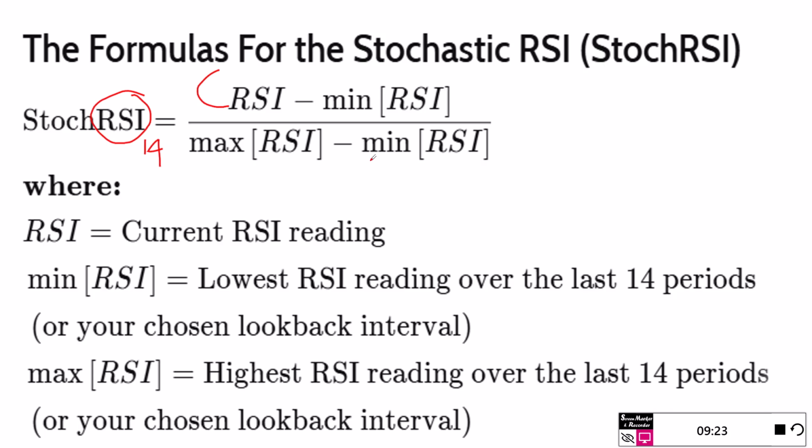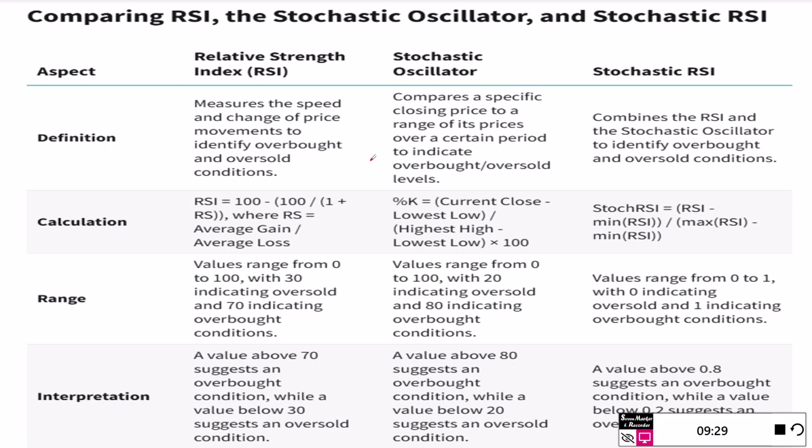So it is working on the momentum, the shift in the momentum. This indicator, stochastic RSI, gives an edge over stochastics. Let us see what is the difference between stochastics, stochastic RSI, and RSI. RSI measures the speed. It just measures the speed and the momentum only.